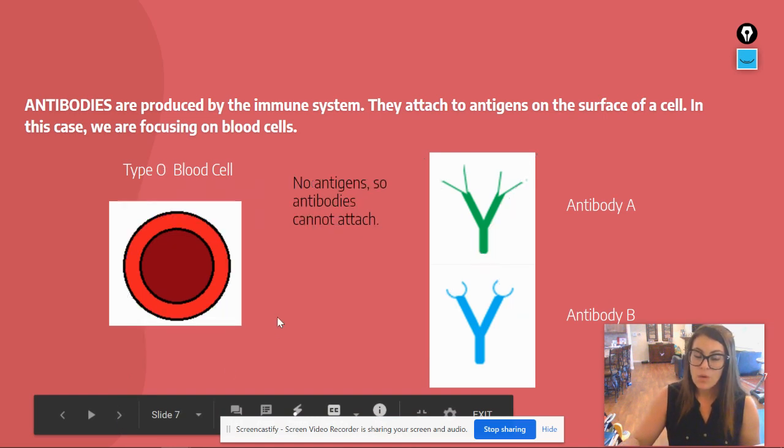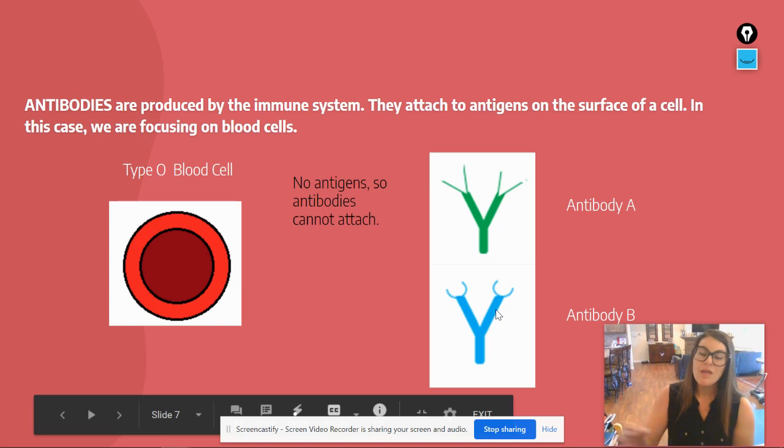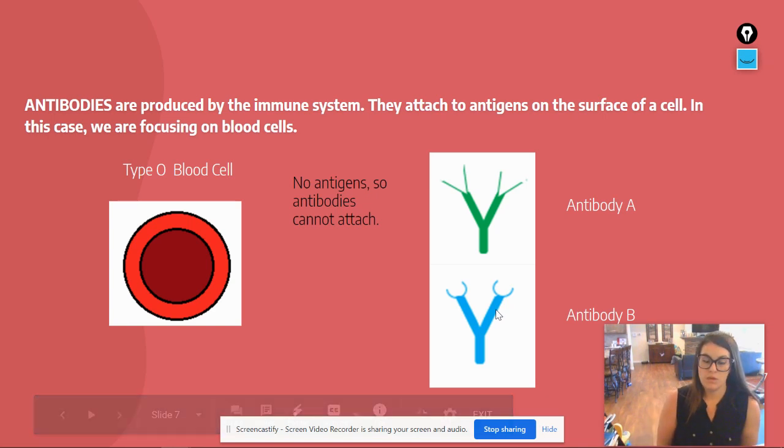Somebody with type O blood does not have any antigens. So if you make the opposite antibodies for what you have, well, this one's got none. So in this scenario, someone with type O blood is going to make both antibody A and antibody B. This is important because in blood transfusions, if we don't know someone's blood type, we don't want to give them the wrong blood and then their antibodies attach to the blood and cause this person to die, hemolysis.